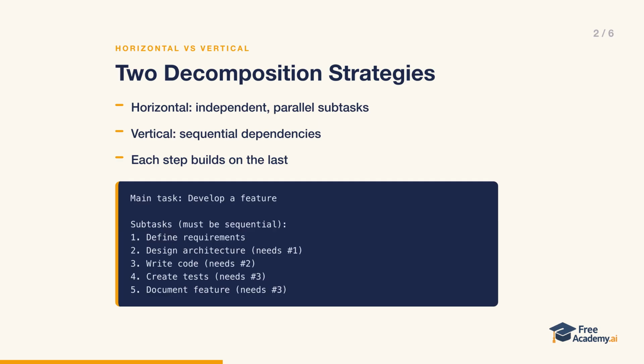The second is vertical or sequential decomposition, where each step depends on the one before it. Take developing a feature. First you define requirements, then you design the architecture, which needs the requirements. Then you write code, which needs the architecture, then create tests, then document the feature. The order matters because each step builds on the last. Recognizing which type you have tells you how to sequence your prompts.